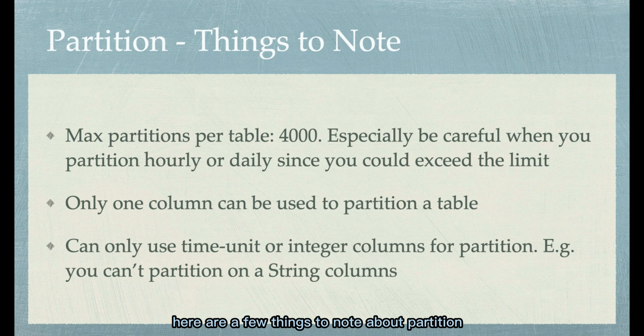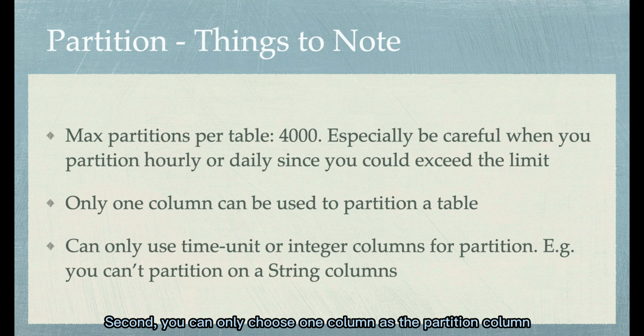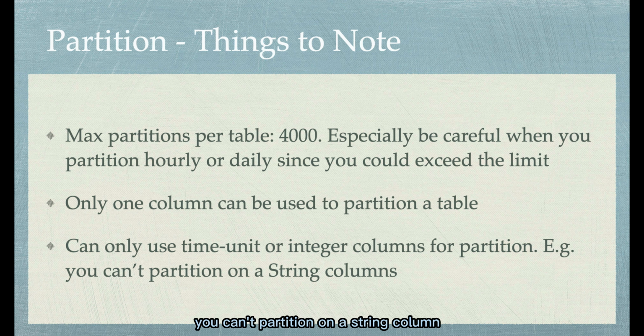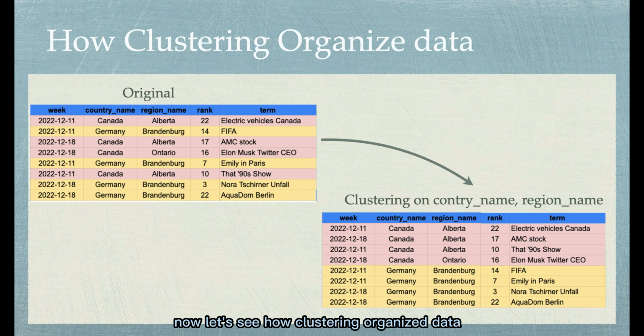Here are a few things to note about partitioning. First, as of December 2022, you can have max 4,000 partitions per table, so you need to be careful when you partition hourly or daily. Second, you can only choose one column as the partition column. Lastly, only the data types talked about above can be used for partitioning. For example, you can't partition on a string column, but you can cluster on a string column to help query less data. Now, let's see how clustering organizes data.